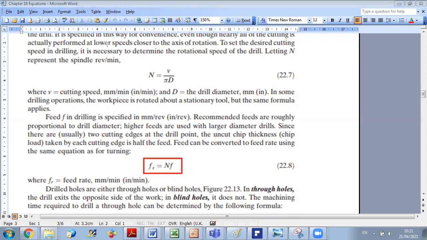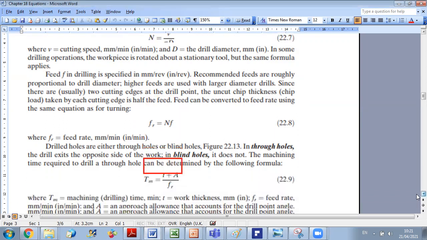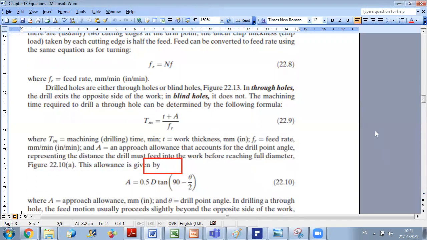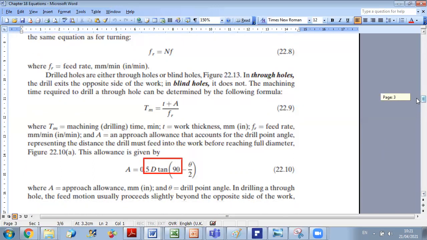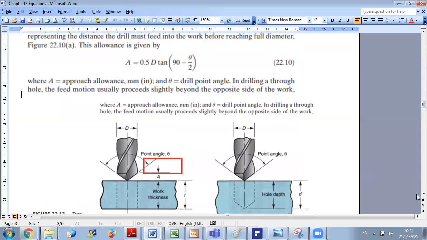Now, in the drilling operation, we have several possibilities of making holes. In general, we use drills to make holes. Sometimes we can do either through holes or blind holes, and we will see together what the difference is. In through holes, the drill will exit the opposite side of the work, so the hole will be over the whole thickness of the work part, while in blind holes it doesn't. So the machining time required will be different between the two, and we will learn how to determine it. Let us see together the figure of the two operations.